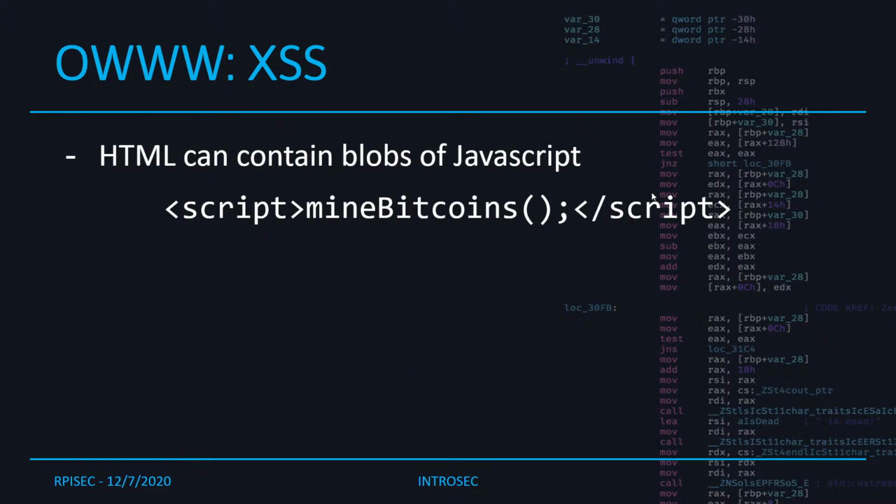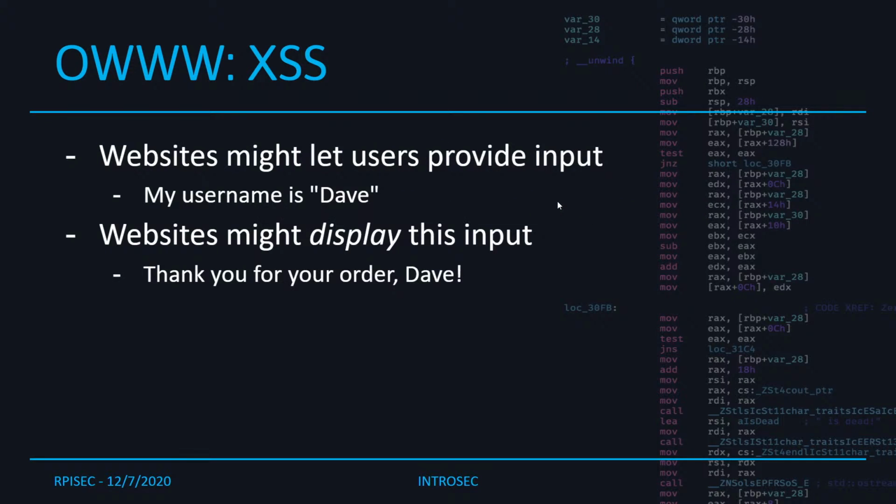So, for example, here's the real basic form of exploitation you've probably heard of 1,000 times already. HTML can contain JavaScript. You can just put it right inline. So you can just call mine bitcoins right in the page.